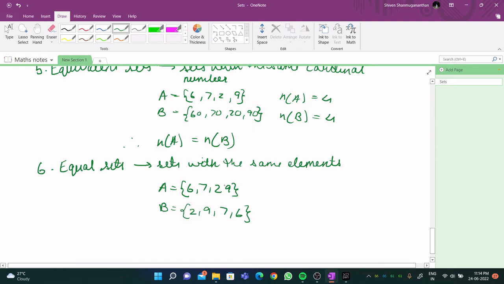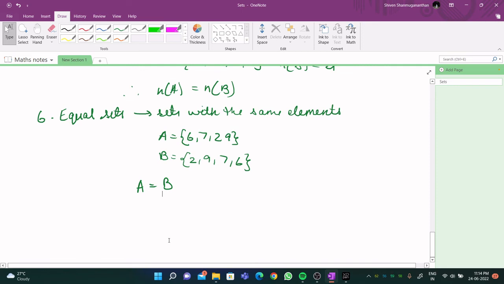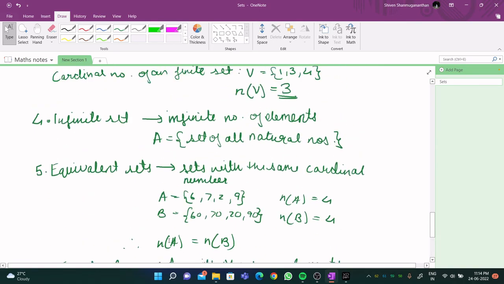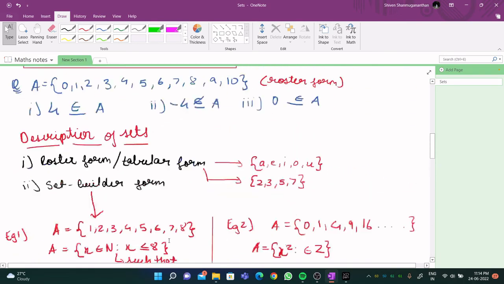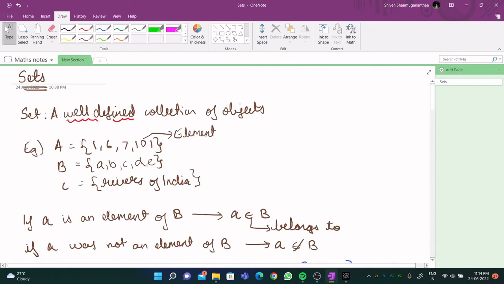Now, if you look carefully, these two sets have basically the same elements. They are just in a different order, but that is not a matter of concern. Since they have the same elements, we can equate A is equal to B. This just means A and B are equal sets. They have the same elements, they are equal. They have the same cardinal number, they are equivalent. So let's do a brief revision of what we did today. It felt like we didn't do much, but it probably isn't so.